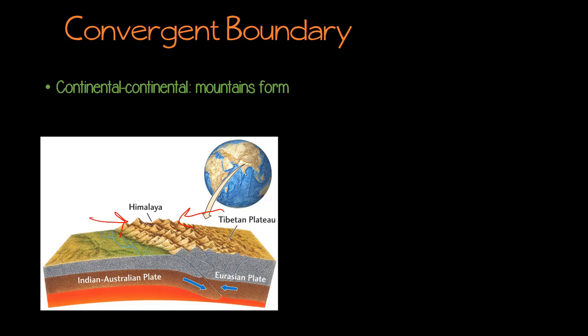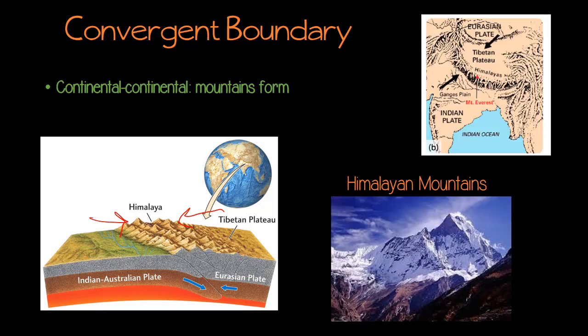So an example of a continental convergent boundary is the Himalayan mountain range. Here, you've got the Eurasian plate and the Indo-Australian plate. These two continental plates are pushing together, which is causing the Himalayan mountains to grow larger. And in fact, they are still growing today because those plates continue to push together.